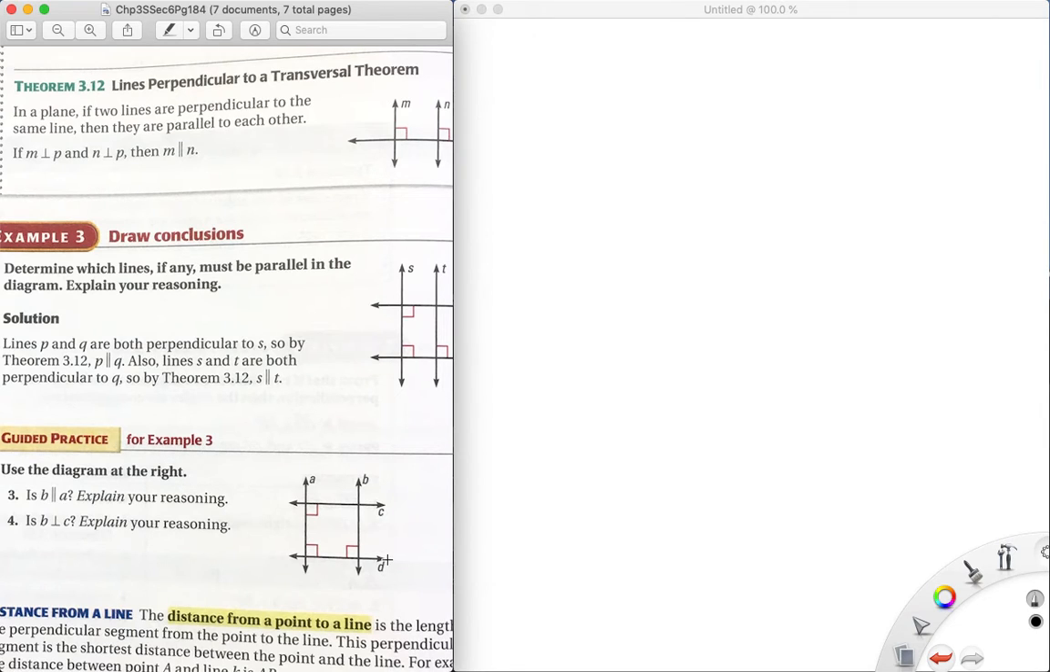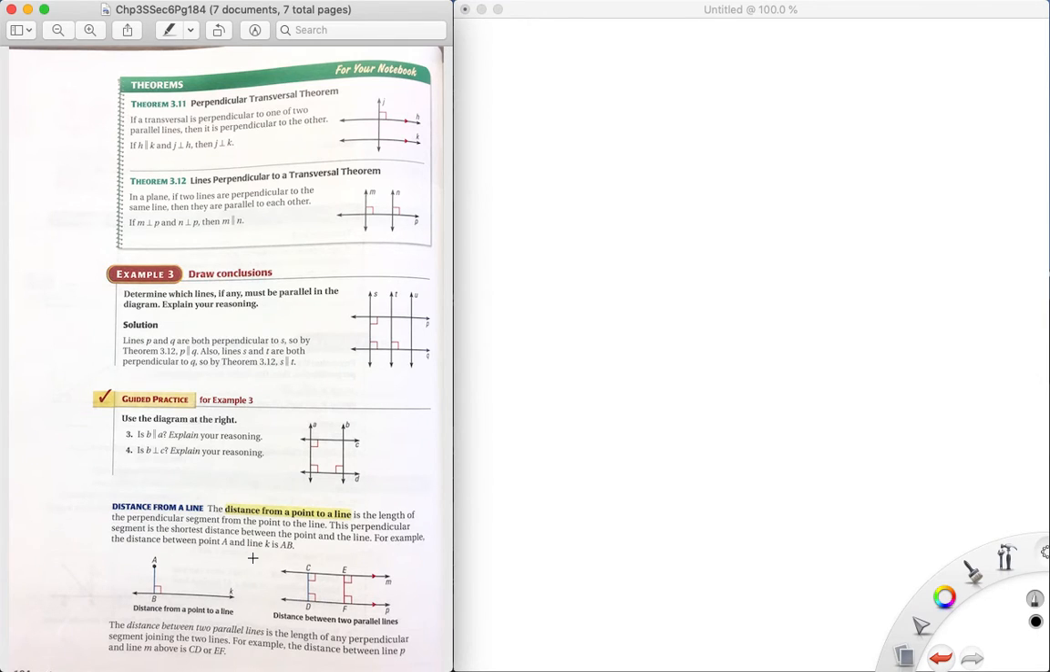Step two: if C and D are parallel, and I see that B is my transversal and B is perpendicular to D, then B must be perpendicular to C, and that's theorem 311. So I'm using two theorems. Theorem 312, lines perpendicular to a transversal theorem, to prove that C and D are parallel. Then once I prove that they're parallel, I can use theorem 311 to say that since B is the transversal and C and D are parallel, if B is perpendicular to D, then B must be perpendicular to C. So yes, I can.